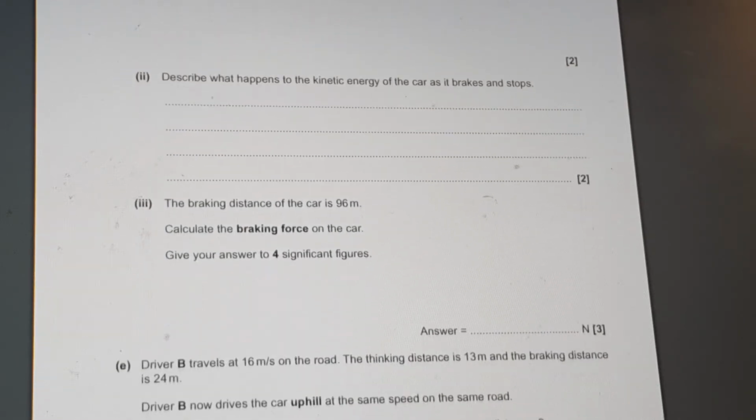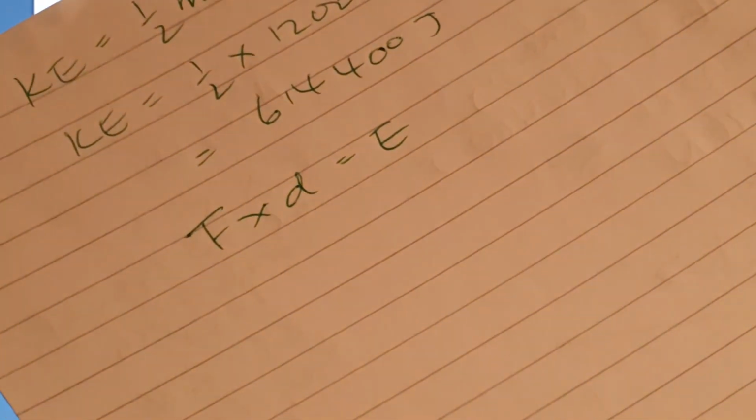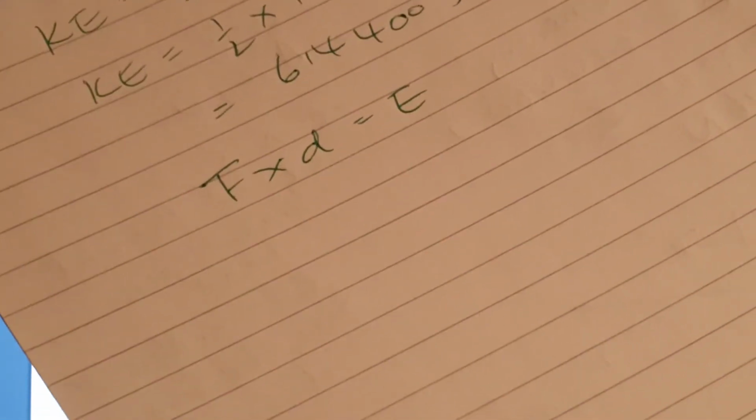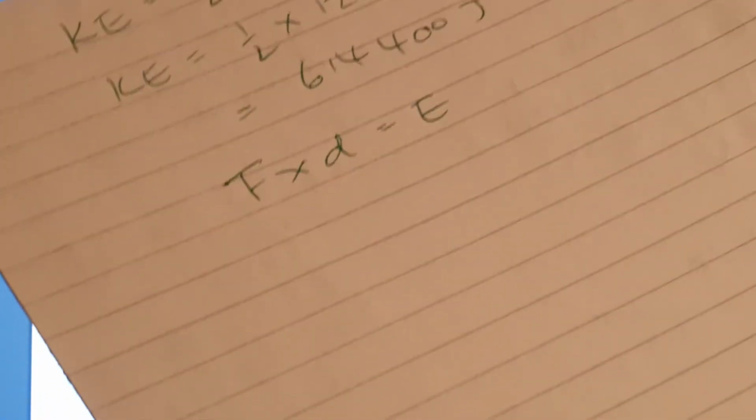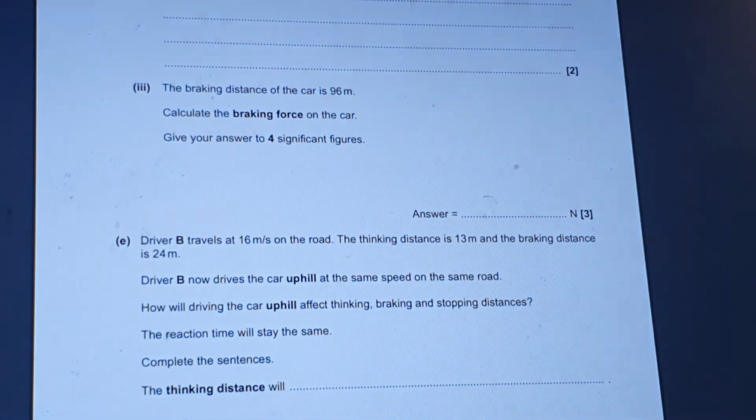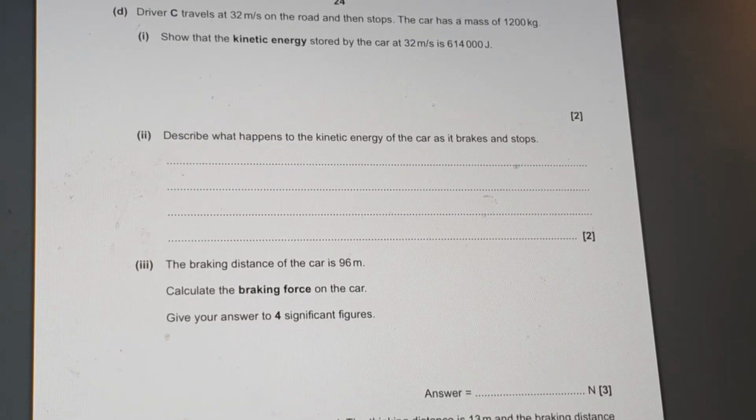The braking distance of the car is 96 meters. Calculate the braking force. Right, so here you do force times distance equals energy. Force times distance equals energy, work done. If you apply a force over a certain distance, that is work done. So you want to work out F. D in this case is 96. You just worked out E, 614,400. However, the question says give your answer to 4 significant figures, and in the question it says 614,000.